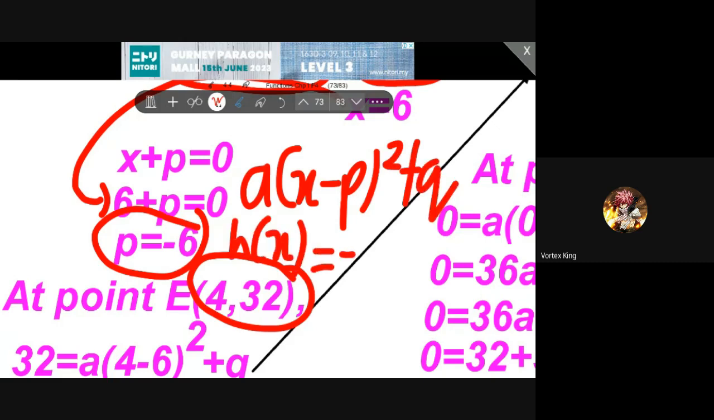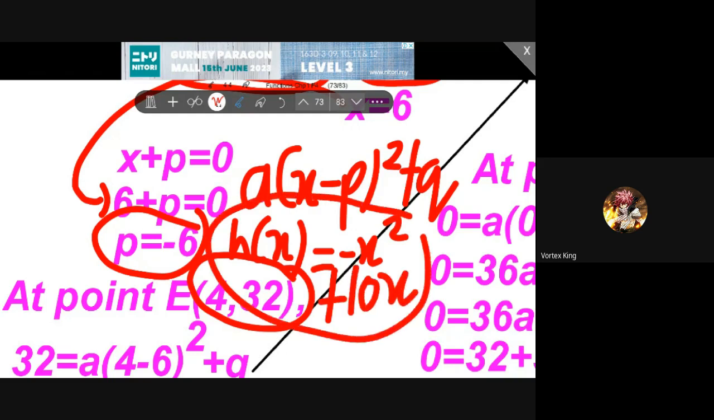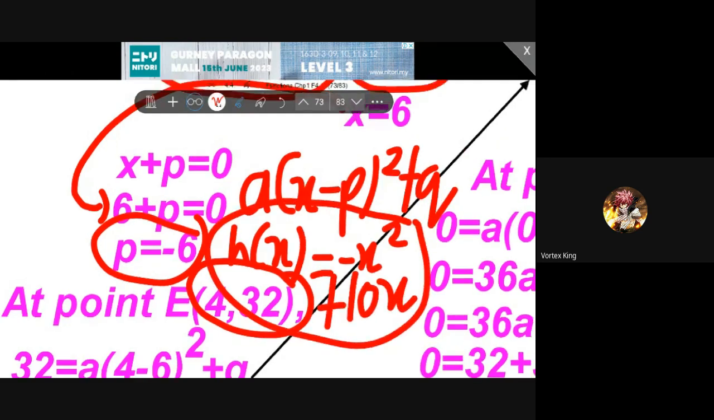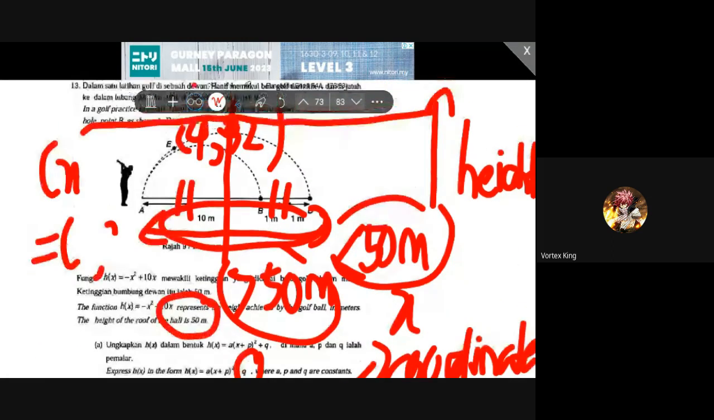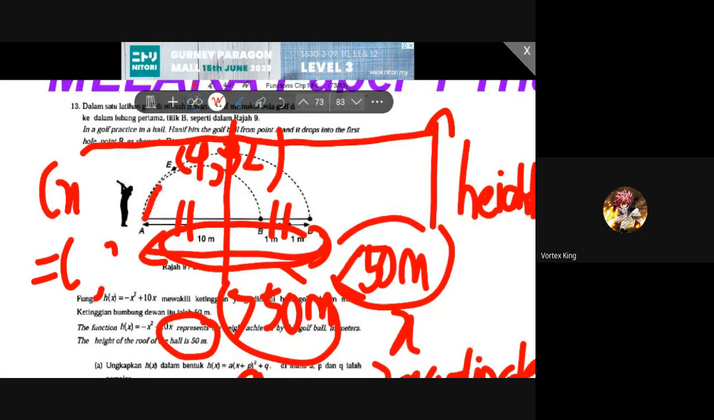Hx is negative x square plus 10x. Kamu tak boleh guna persamaan ni, sebab persamaan ini untuk lengkung yang ni. This curve. Negative x square plus 10x is this curve. Sekarang kita cari curve yang lain. Yang lebih jarak ni. Oh, I missed. Okay, wait. I go back.